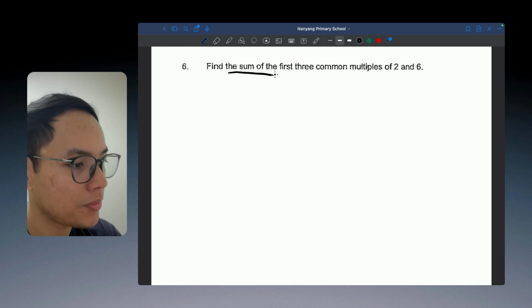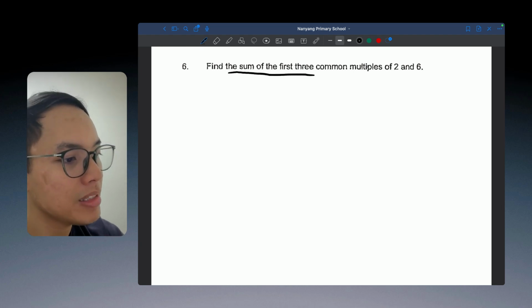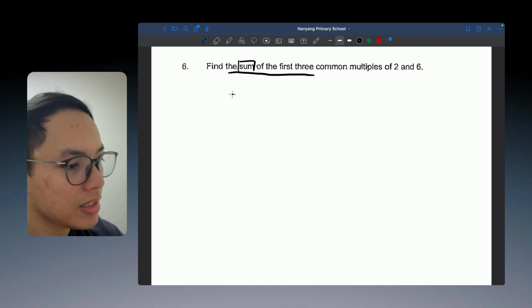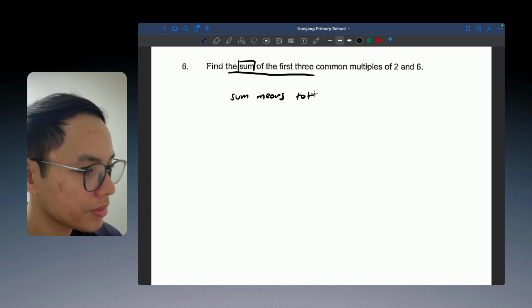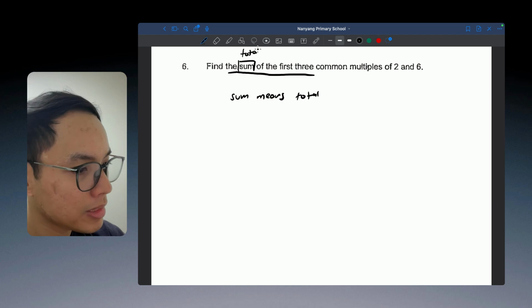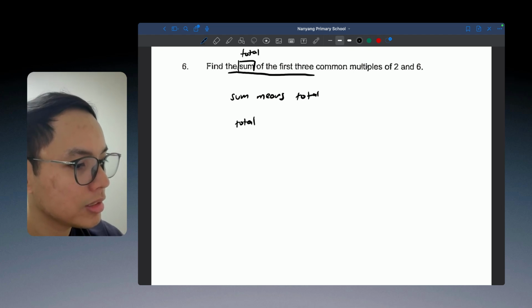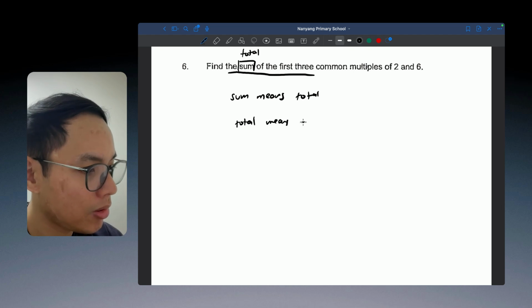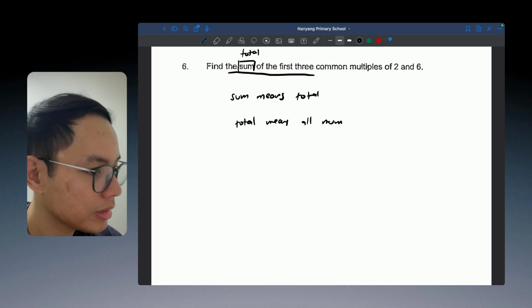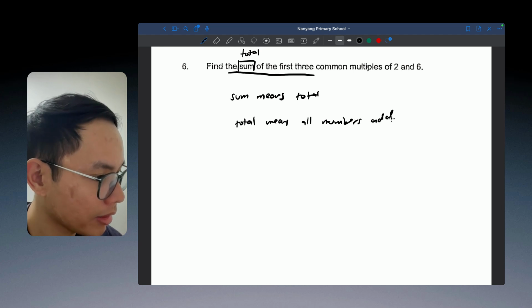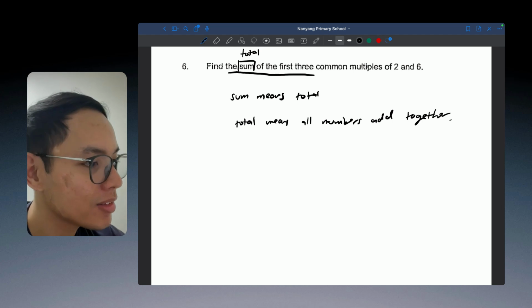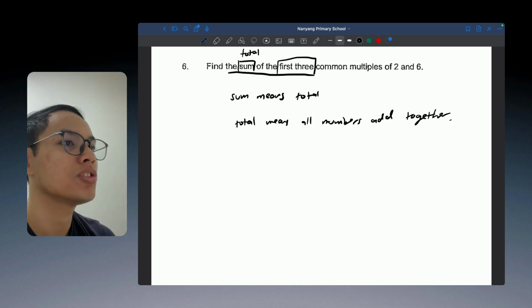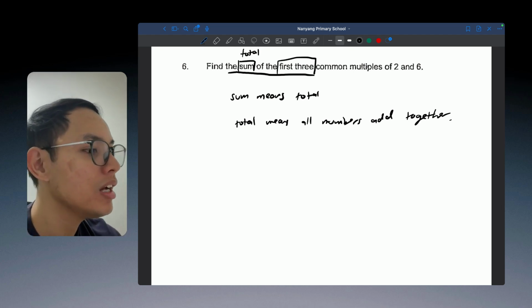The sum of the first three. What does sum mean? Sum means total. Find the total. So what is total? Total means all numbers added together. So when you hear sum, all numbers must be added together. How many numbers? The first three numbers. So you need to add all of the first three numbers.